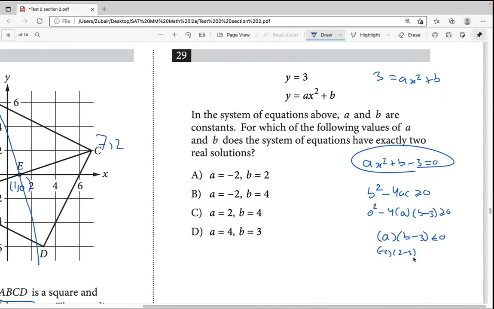Negative, negative, positive, less than 0, no. So minus 2 and 4. 4 minus 3 is 2. This is giving me a possible answer. 2 into 4 minus 3, 1, 2, positive, no. 4 and 3, 0, less than or equal to 0. This is also giving me one possible answer, but it must have exactly two real solutions.